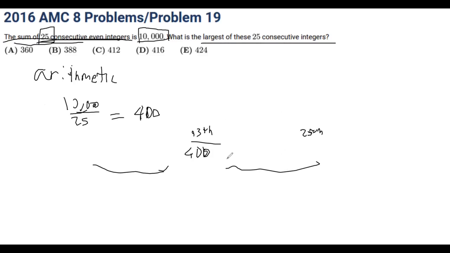And so there are 12 terms here. The easiest way to do this is just to add the difference, which is 2, 12 times, because by definition of the arithmetic series, the consecutive terms will differ by 2. So in order to get 12 terms after 400, just add 2 12 times. And so the answer is 424.